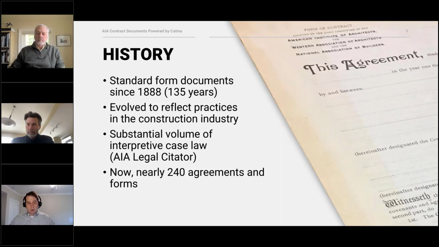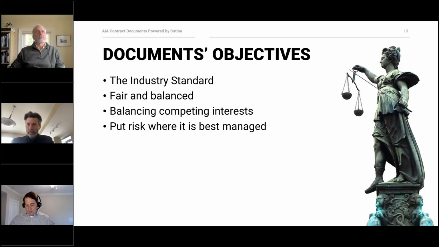One of the unique things about our program, because of the longevity, is there is a substantial volume of case law, which has led to the AIA Legal Citator being published. And our library has grown from the single document to over 240 agreements and forms.